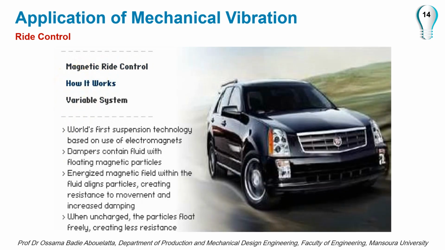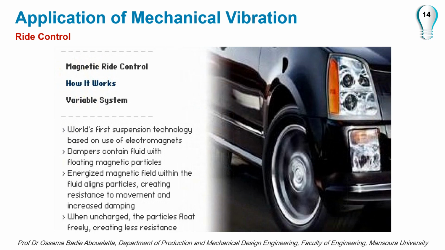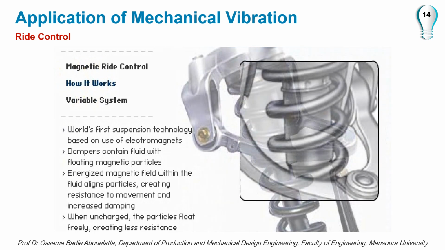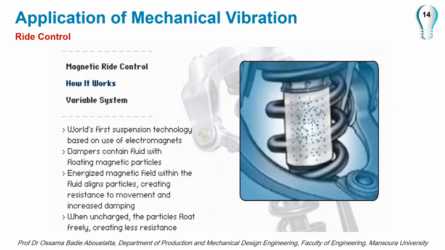Magnetic Ride Control technology is based on the use of electromagnets. Each damper is filled with metal particles suspended in fluid along with an electromagnet. When the electromagnet is charged, the particles align, creating more resistance in the damper. When the system is not charged, the particles float freely, creating less resistance. It's this variable resistance in the dampers that gives Magnetic Ride Control its extraordinary ride quality.